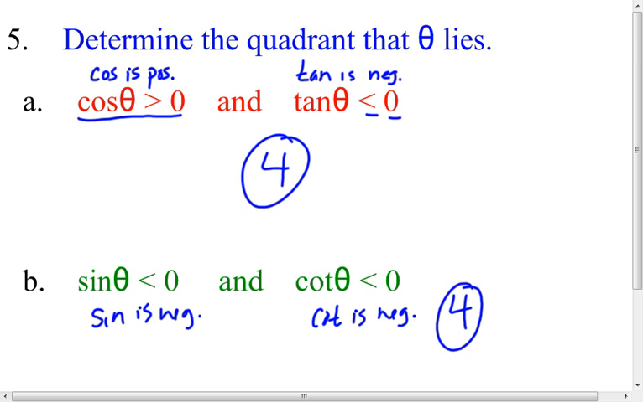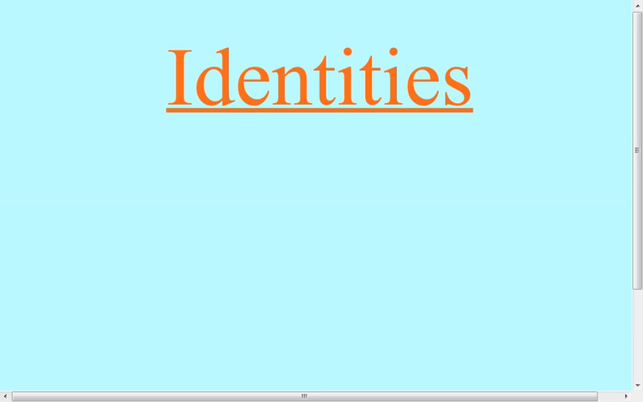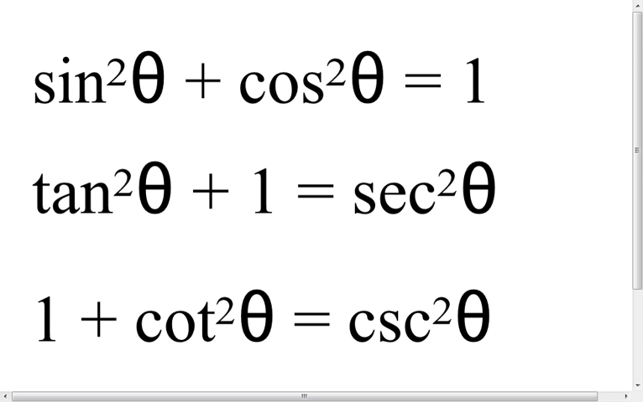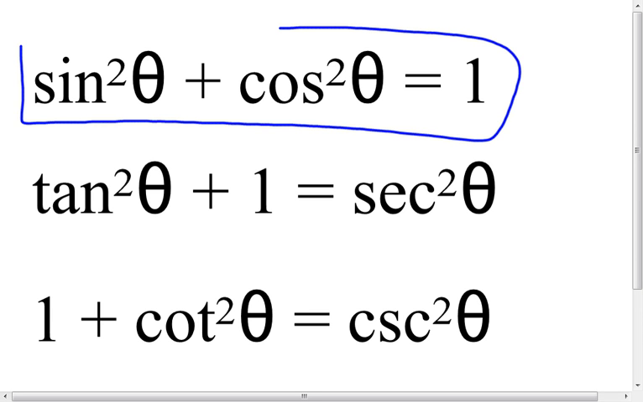Okay? And then, lastly, we're going to look at some basic identities. Here are 3 basic identities that you need to know in trig. This is a huge one that will carry you throughout trig, throughout calc, throughout whatever. You absolutely have to know that one. That sine squared plus cosine squared is 1.